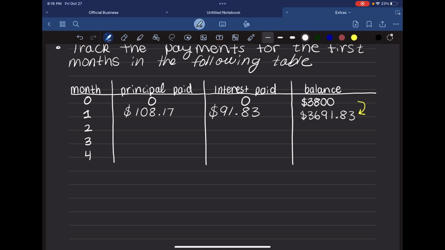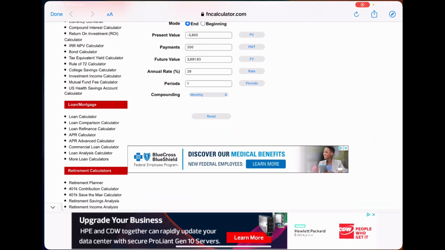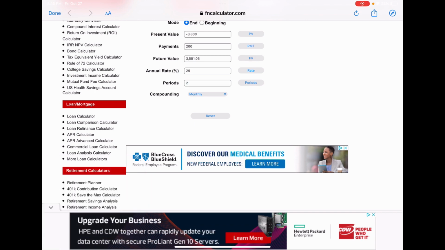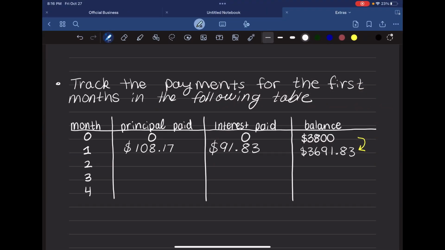So month 2, that means 2 periods have gone by because we're doing monthly periods. I can go back to this calculator and put 2 in for the periods and recalculate my future value. So I get 35.8105. So at month 2, I'm at 35.8105. And I go through the same process. I'm going to look at how my balance changed from month 1 to month 2. So I just subtract them, and that's going to be the amount that I paid in principal.